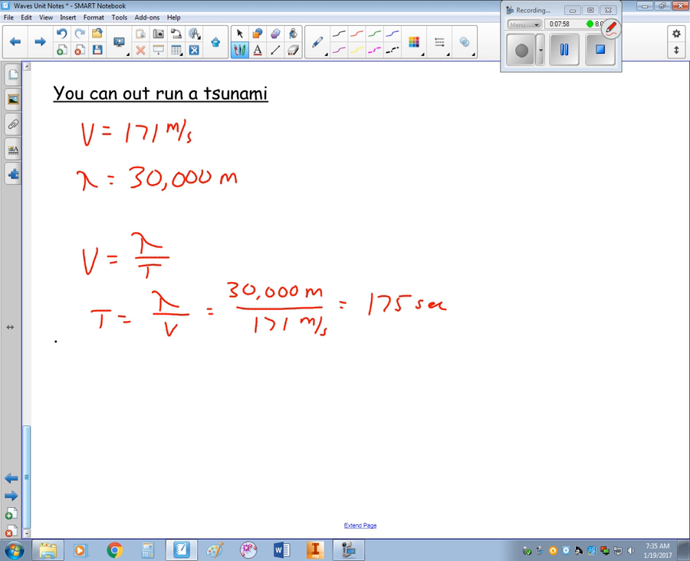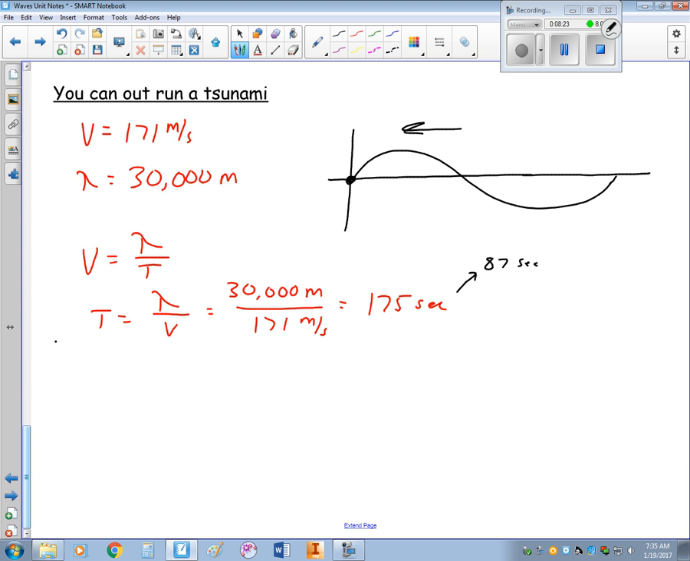So what that 175 seconds means is that it takes 175 seconds for that tsunami to pass. So in other words, it takes about 87 seconds to rise to the positive amplitude, and then about 87 seconds to fall to the negative amplitude.